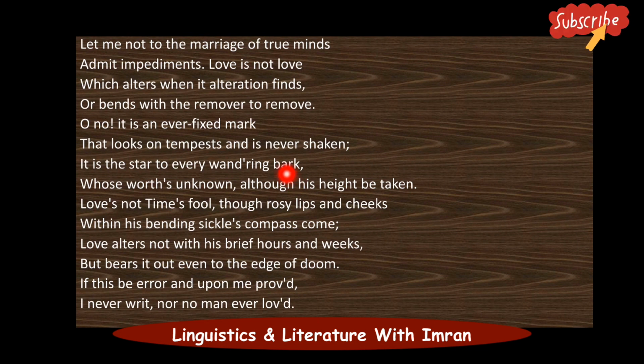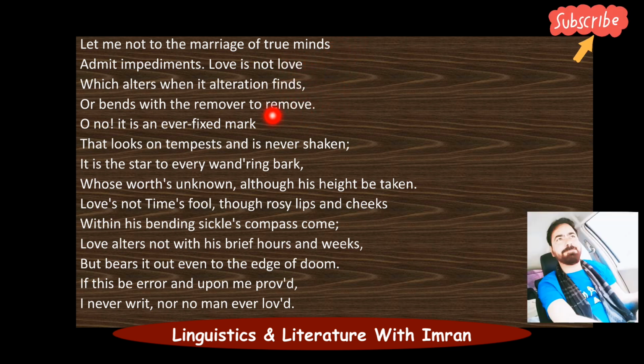So this sonnet consists of 14 lines. You can see we have the first quatrain, line number 1, 2, 3, 4. And then we have 1, 2, 3, 4, the second quatrain. And then we have the third quatrain. And finally, we have a couplet, right? So let's see what the rhyming scheme is.